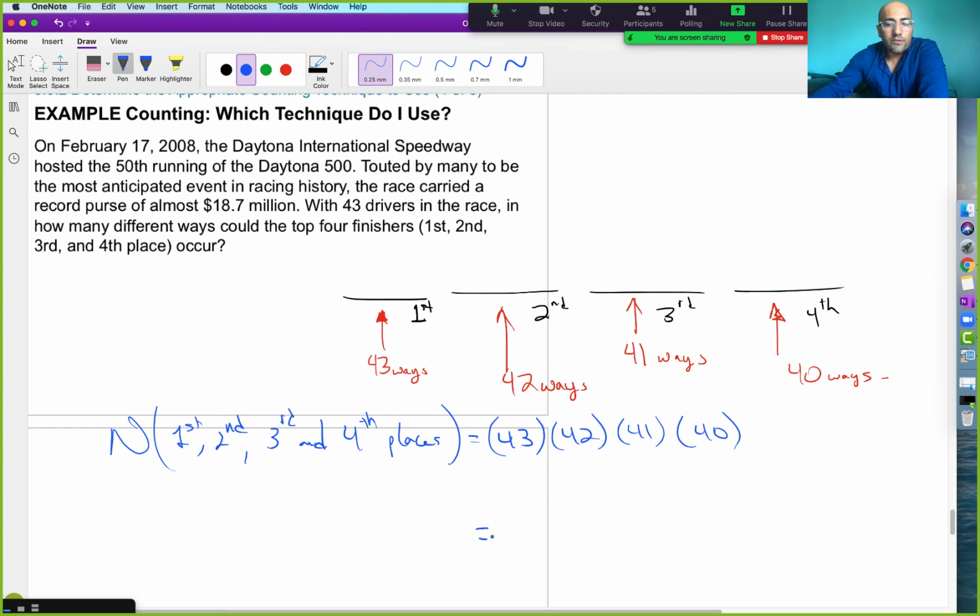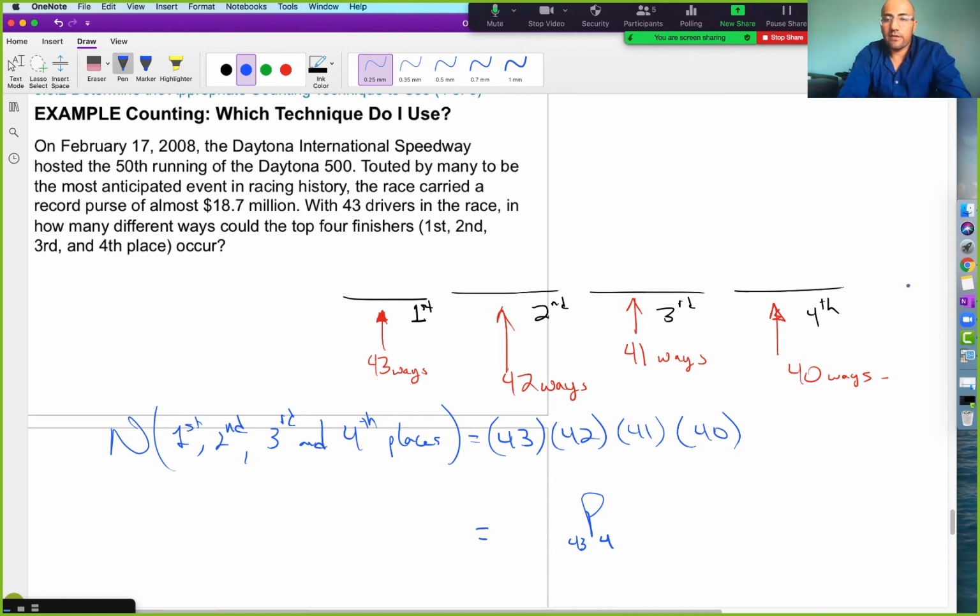The other way to do it is just to implement our formula. This is definitely permutations, right? Permutations of 43 choose 4 will give us the answer we're looking for. A total of 43 people, they're all unique. We're going to choose them one at a time to be first, second, third, fourth. We're never choosing the same person more than once, and the order matters. Good. So this is definitely permutations.